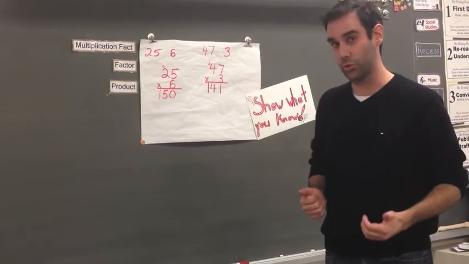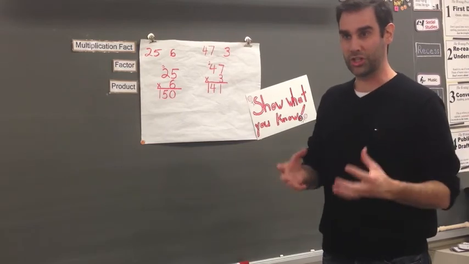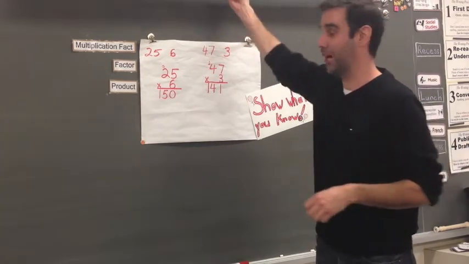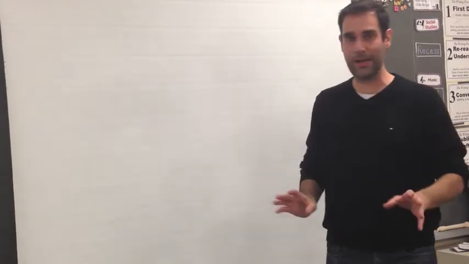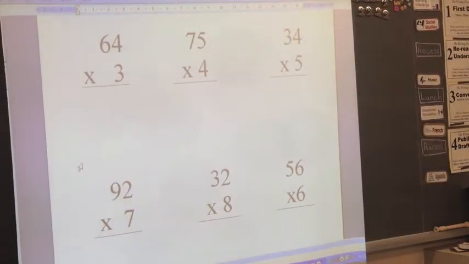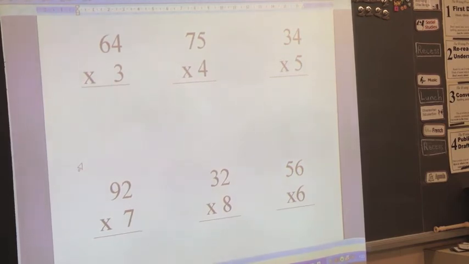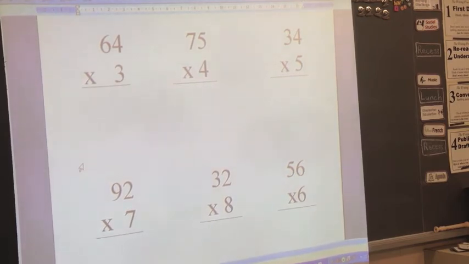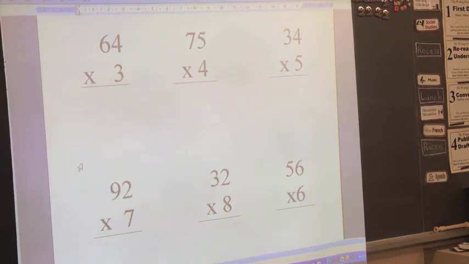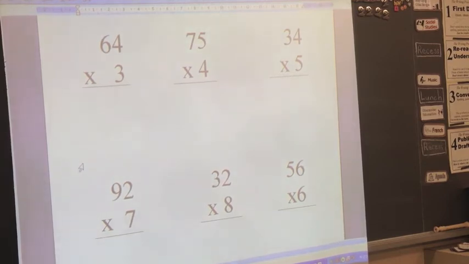Also, when you come back to school, you have some work. I want you to have your examples done that I'm going to show you. Bring them back, ready to discuss to class. Here they are. They are 64 times 3, 75 times 4, 34 times 5, 92 times 7, 32 times 8, and 56 times 6.